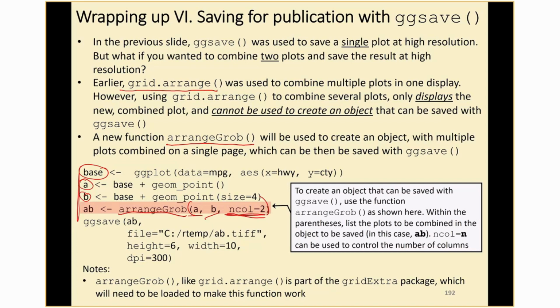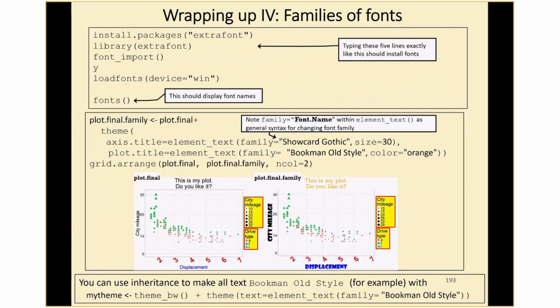Now having created AB, I can then use ggsave to operate on AB and save it potentially as a high resolution plot. arrangeGrob, down here it's noted, just like grid.arrange, in order to gain access to it, you need to install and load the gridExtra package.